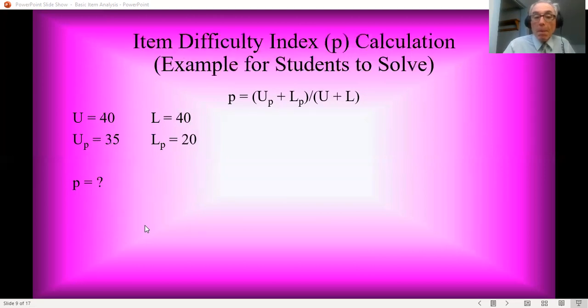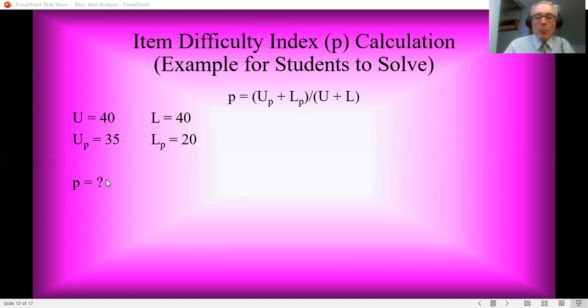That's it. Now, here's one for you to at least begin to set up. So we have a slightly larger sample with 40 people each in the upper and lower groups, right? So that's U and L. And you have 35 out of the 40 in the upper group getting it right, 20 out of 40 in the lower group getting it right. So what will P be?